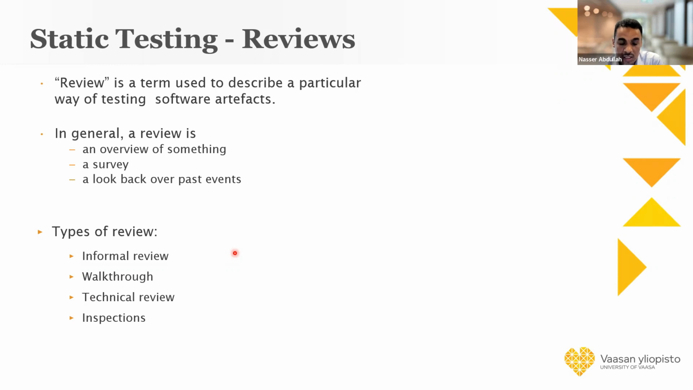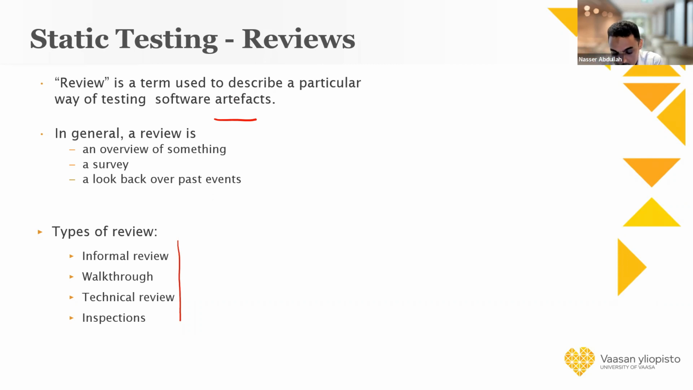The dimension here is artifacts. This can be any artifact, for example the code, or any document, for example the plan or other things. Here, as mentioned, review is to overview something, or survey something, or look back at something. We have different types of review: informal review, walkthrough review, technical review and inspection.